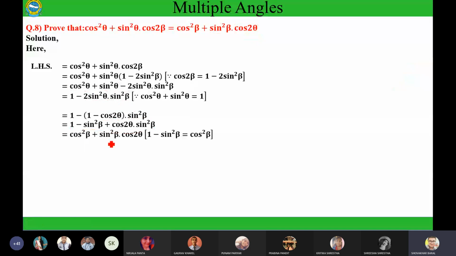Cos square beta plus, let's rearrange them as seen in the question in the right hand side. Yesterday we already did this, so let's rearrange them. Sin square beta times cos 2 theta. Here, if I use the formula, 1 minus sin square beta is equal to cos square beta. So the main important steps are these.